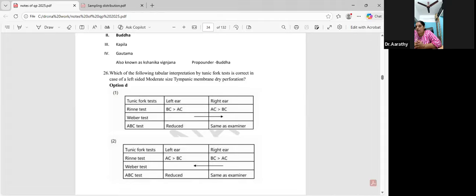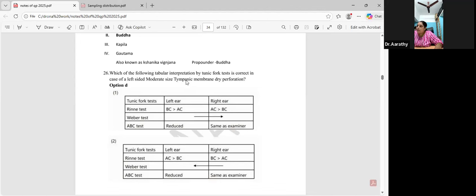So the first column should be AC greater than BC. For which ear? For the left ear, because in the question it is said left-sided moderate size tympanic membrane dry perforation. So reading the question itself, you will get tympanic membrane perforation, which means there is a conductive deafness, right? Conductive deafness. Sorry, it should be BC greater than AC. I'm sorry. So there is a conductive deafness since it is a tympanic membrane dry perforation.